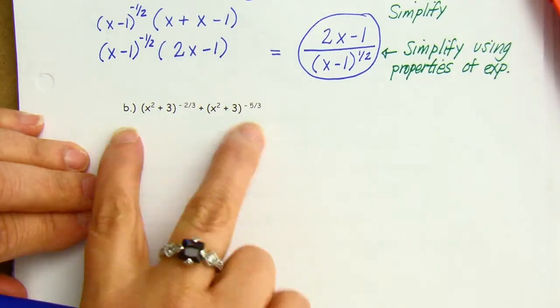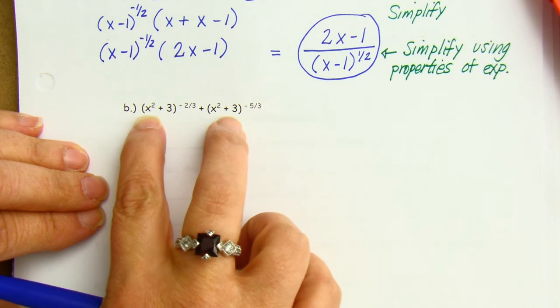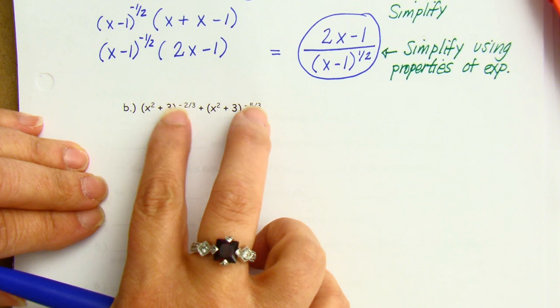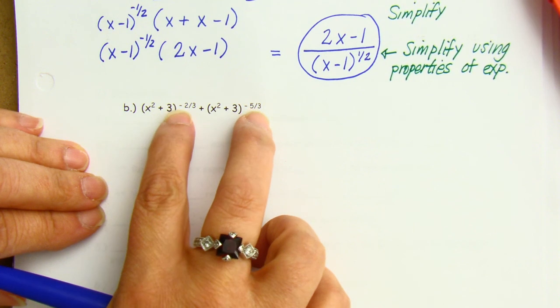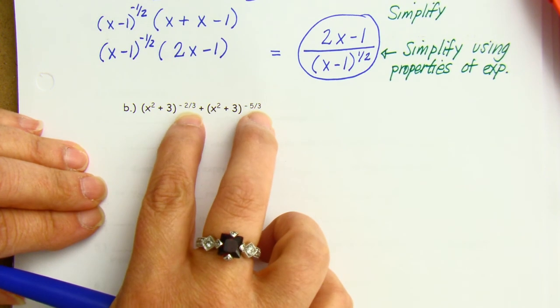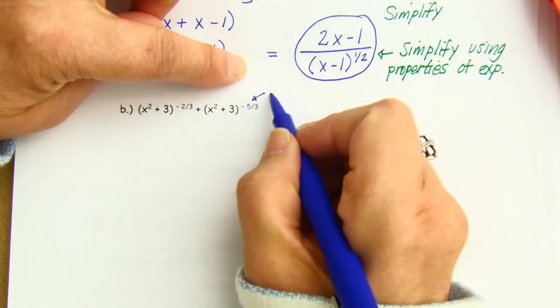These two terms, separated by addition, do have something in common. They have a base of x squared plus 3 in common. The exponents are different. You need to ask yourself, which one is smaller? You might think 2/3 is smaller than 5/3, and if they were positive, that would be true. But this is the one that's smaller.